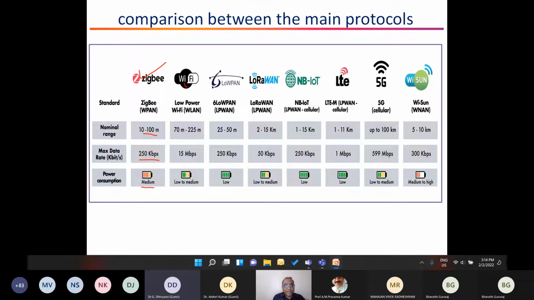Then we have the most popular technology, that is Wi-Fi. These days, everybody is working with Wi-Fi. The range is a little higher as compared to Zigbee. At the same time, it also offers a better data rate, but the power consumption of Wi-Fi is higher as compared to Zigbee. It consumes low to medium power as such.